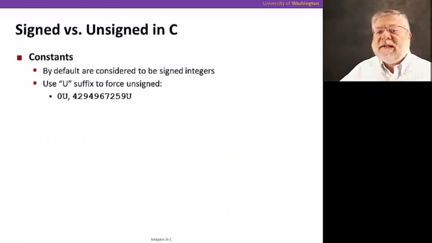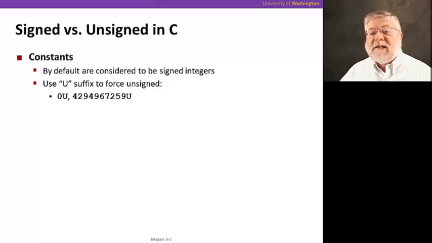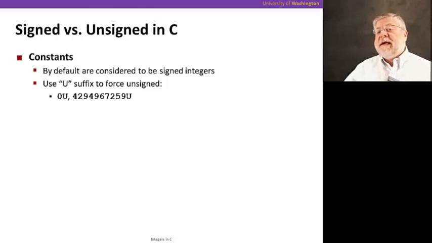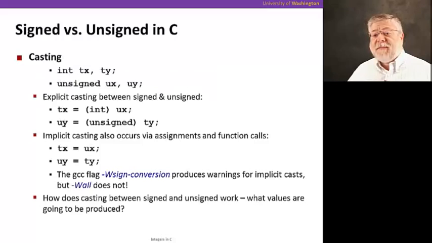Okay, so in C, constants are by default considered to be signed integers. So a number, if we declare an int, it's a signed integer. If we want it to be unsigned, we have to explicitly say so. We can also, when we just write a number, say that we mean it to be represented as an unsigned integer by just adding a capital U to the end of it. So numbers such as these are unsigned.